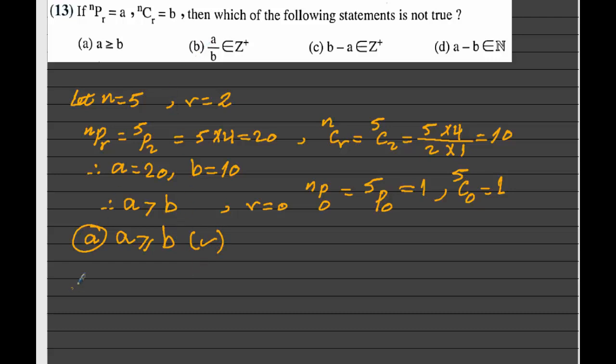With respect to B, here we have A over B. We repeat the same steps. We get A equals 20 and B equals 10. So A divide B equals 20 divide 10, which equals 2. And the 2 belongs to the set of positive integers. So this statement is true.